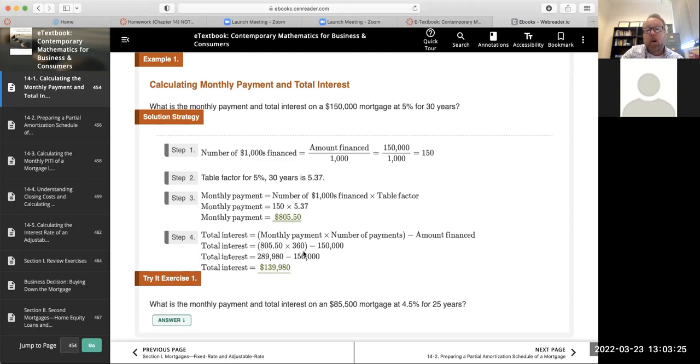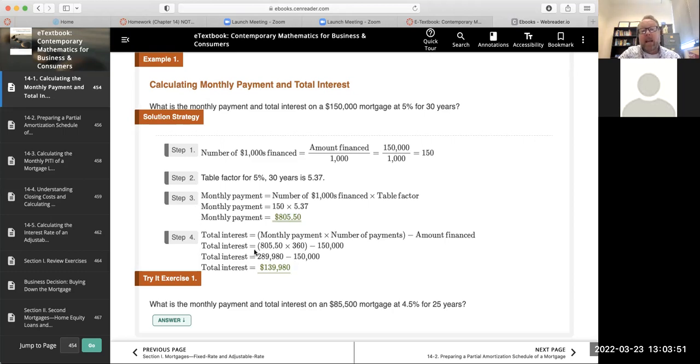$289,980. But you only actually bought the home for $150,000. So that means you paid $139,000 in interest on that house. That's the bummer of buying a house and mortgaging it over 30 years, is you end up paying almost double the price of the home. But of course, you were able to pay a small amount every month until you paid it off.